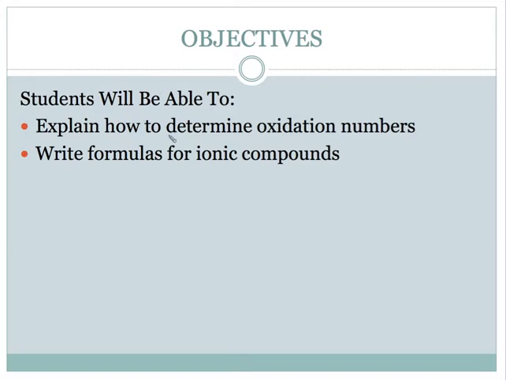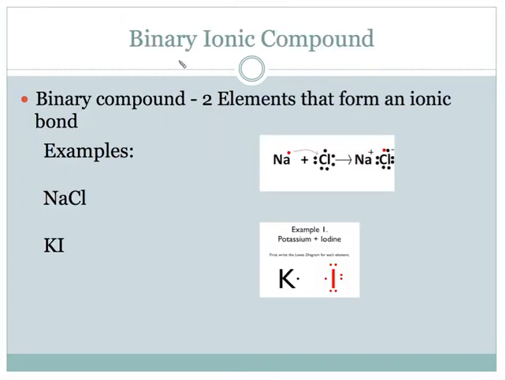You will be able to determine the oxidation numbers of elements, and we'll talk about what that means here in a second. And then you'll be able to write the formulas for ionic compounds. We'll do the naming in the next video. So for starters, we have these things called binary ionic compounds. Binary, this bi means two. So this is when two elements form an ionic bond.